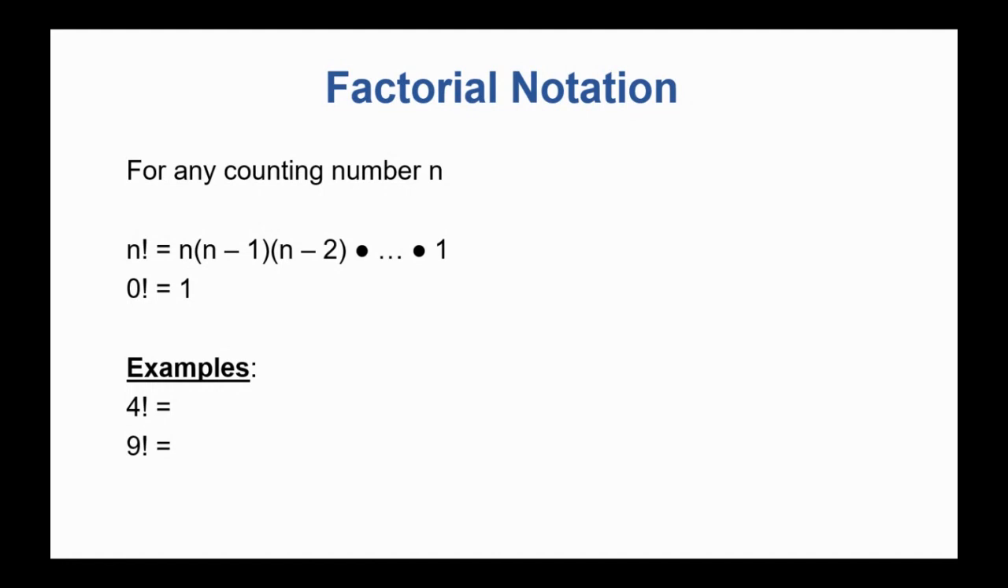So let's first look at factorial notation. For any counting number n, meaning 1, 2, 3, 4, 5, 6, etc., n factorial would be essentially starting at that number and counting backwards. So if this was a 6, it'd be 6 times 5 times 4 times 3 times 2 times 1. You start and then count backwards, multiplying the whole way.